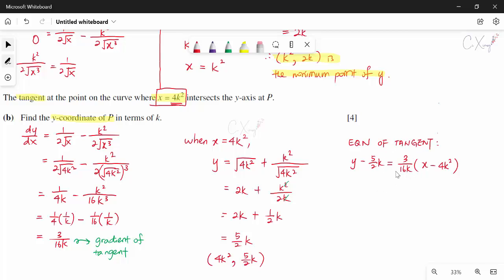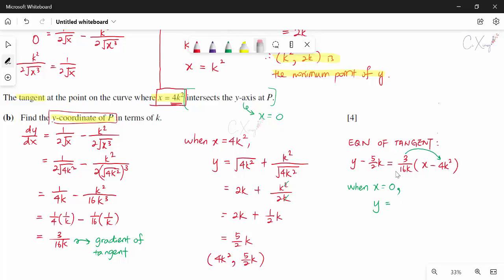But we want to focus on what the question wants us to find. They tell us to find the y coordinate of P. So what is P? P means the tangent intersects the y-axis at P. Intersecting the y-axis already tells you that x equals 0. So when x equals 0, what will happen to this equation? So you have y equals 3 multiplied with this one.